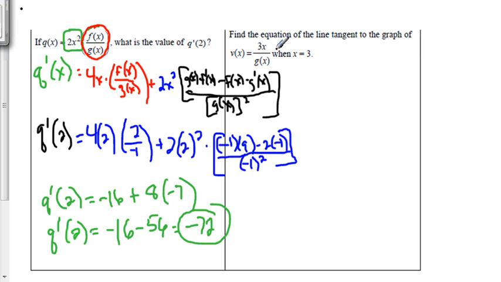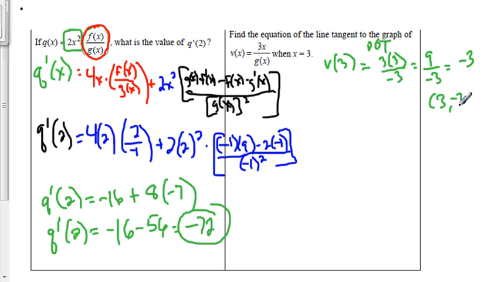All right, last question. Find the equation of the line tangent to the graph. So first thing I can do is find the point of tangency. And again, it's when x equals 3. So I'm going to do v of 3. This will give me my point of tangency. That's going to be 3 times 3, and g of 3 is negative 3. So 9 over negative 3, which is negative 3. So the point of tangency is (3, negative 3).